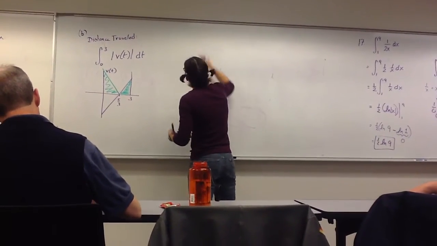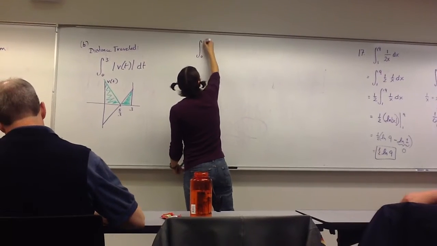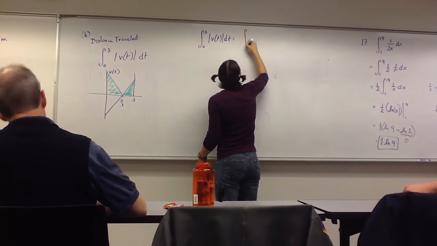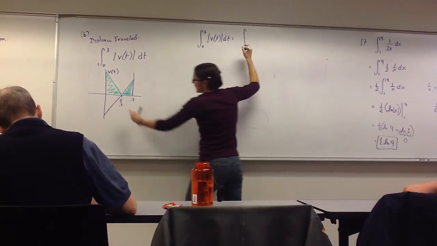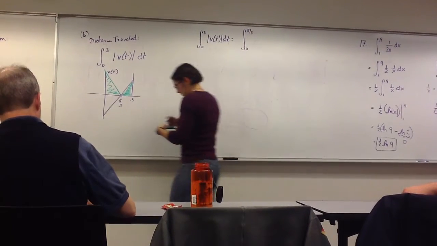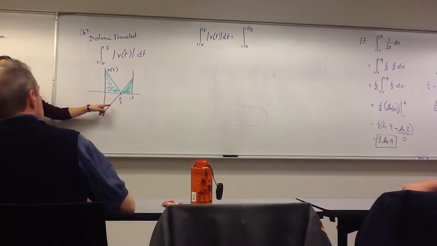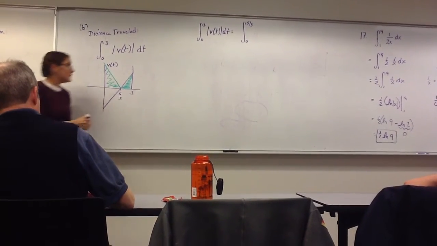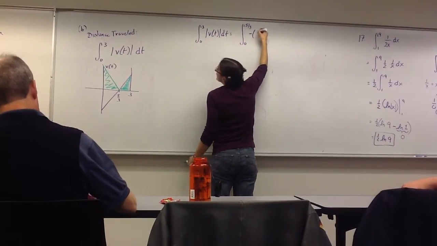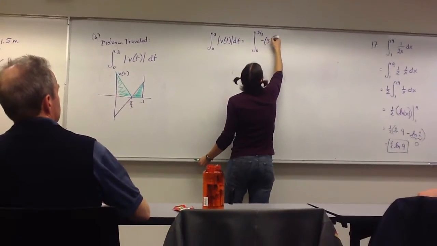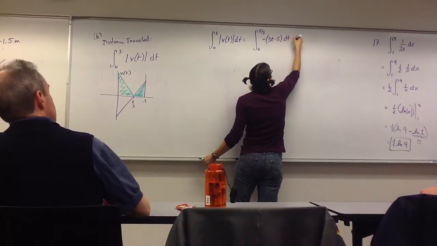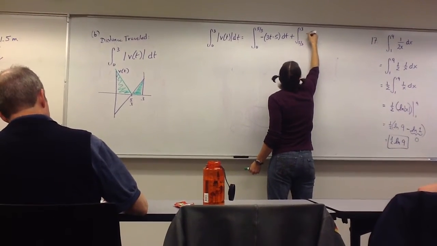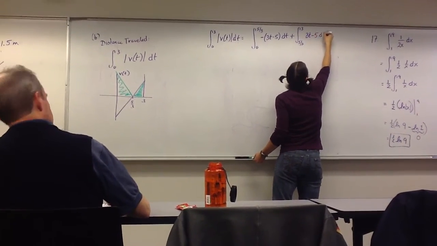and say that for the first part, the integral from 0 to 3 of the absolute value of v of t dt is the integral from 0 up to 5/3 of not the original function v of t, but its reflection across the x-axis. So negative 3t minus 5. And then I can add that to the integral from 5/3 up to 3 of the original one, 3t minus 5 dt.